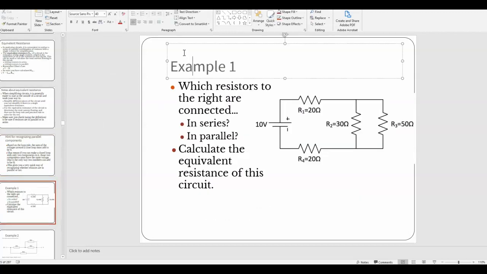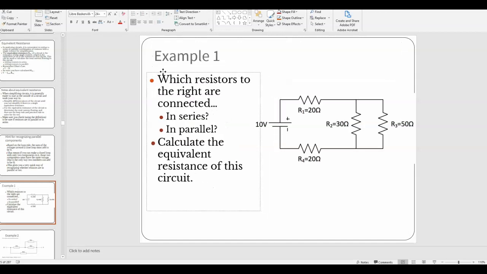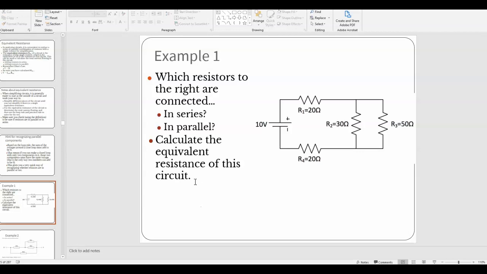Okay, so example 1, we're asked which resistors are connected in series and in parallel, and then we're asked to calculate the equivalent resistance of the circuit. Okay, so here we have a circuit that has 4 different components in it. Okay, so let's see if we can figure out which of these are in series and which of these are in parallel.